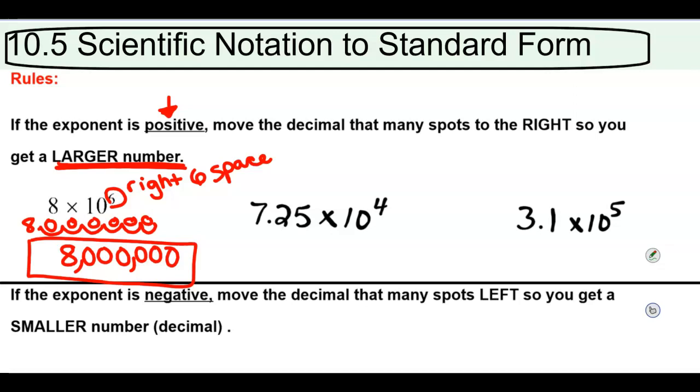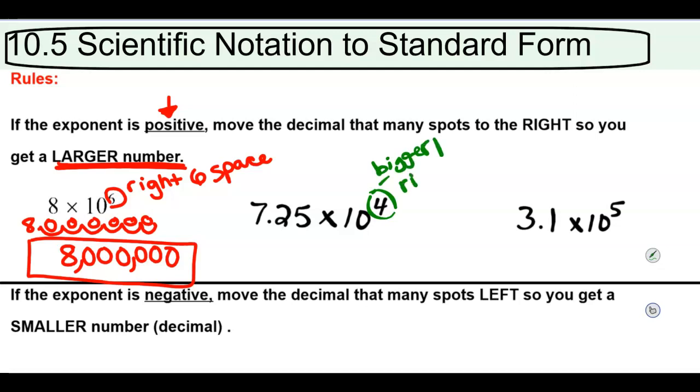So then I'm going to look at the next one. Again, my exponent is positive. And this is the section where we're doing it that way. But I know I'm going to get a bigger number.